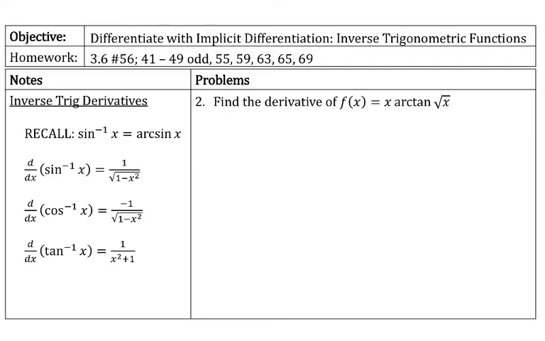They're just synonyms. So in our next question, it says, find the derivative of f of x is equal to x times arctan of root x. In this case, we have a product and a chain rule.